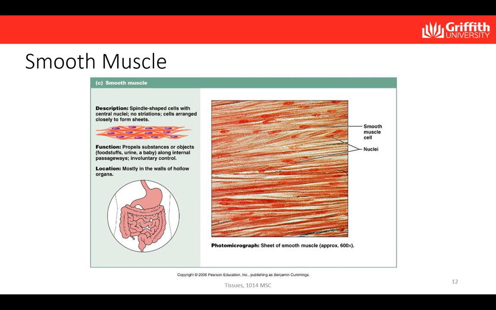This photomicrograph shows smooth muscle cells that are spindle-shaped and contain one centrally located nucleus. Smooth muscle is mainly found in the walls of hollow organs. Here it helps squeeze substances along the internal passageways of these organs by alternatively contracting and relaxing.